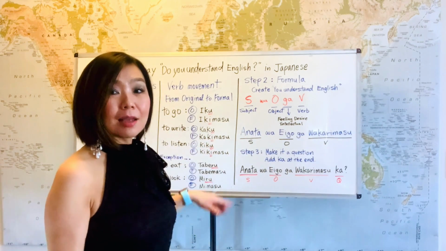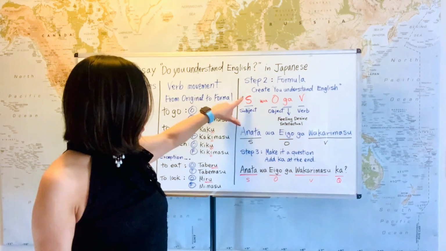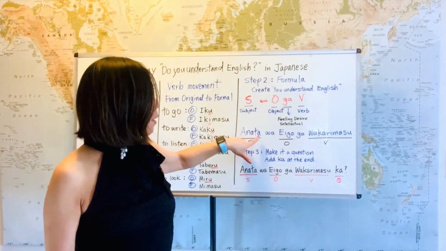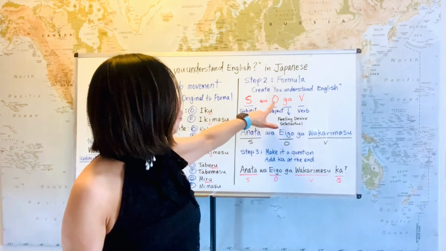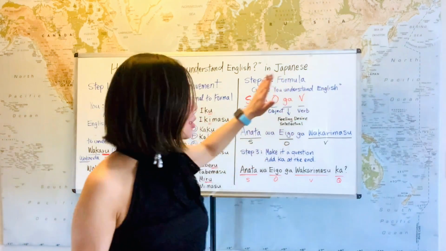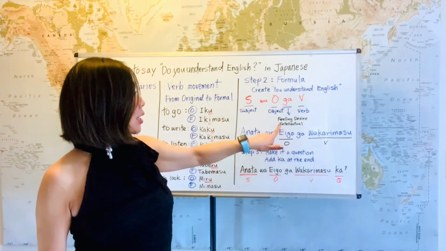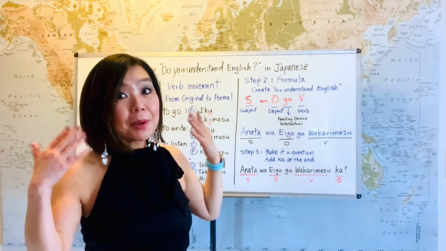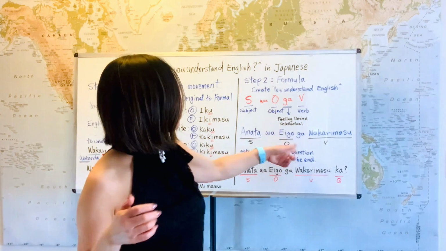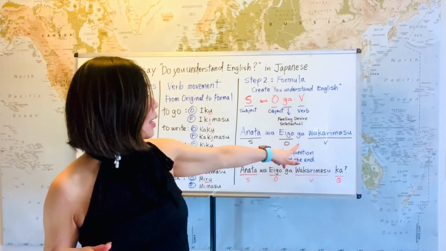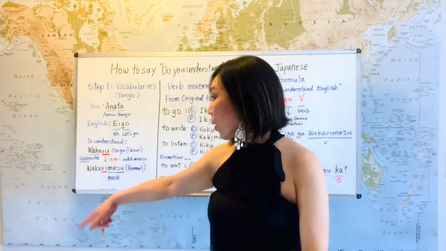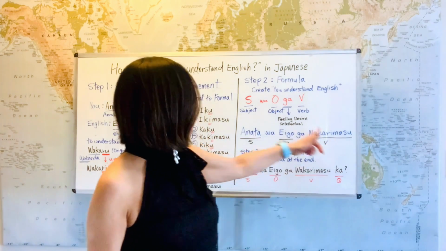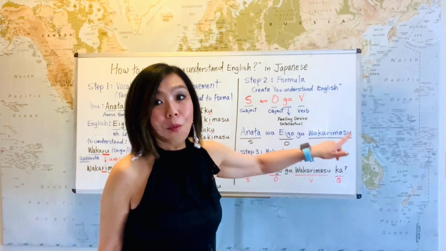Now let's put the tango vocabularies in. So S is subject, and subject is you, right? That's anata. The bridge word is wa. Object, we're talking about English now. That's the object. English is eigo. And then the bridge word, we use ga right here because we're talking about the intellectual matter. Understand, right? Ga. And then the verb is to understand. Remember that was wakarimasu. Let's use a formal way. Wakarimasu. Anata wa eigo ga wakarimasu.